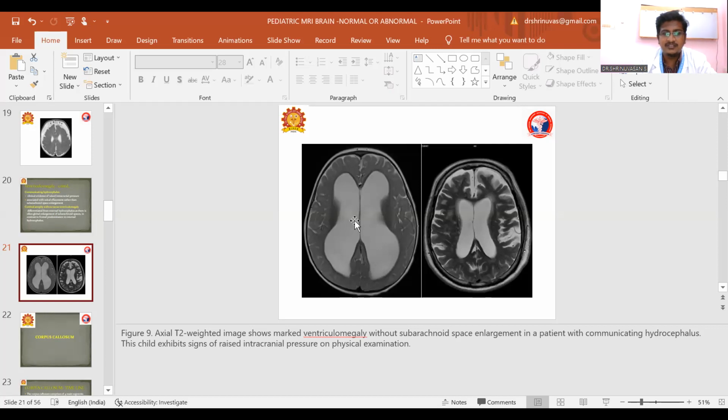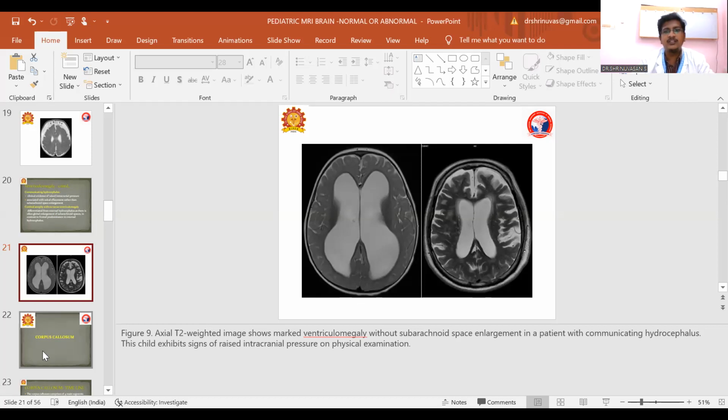This child exhibits a raised ICT pressure pattern on physical examination. So this is how you have to differentiate marked ventriculomegaly without subarachnoid space enlargement, where there is a prominent ventricle, from that associated with subarachnoid space enlargement.